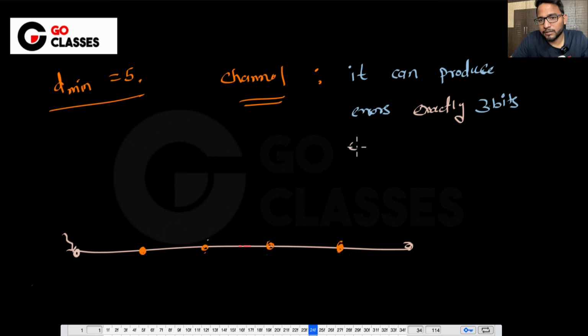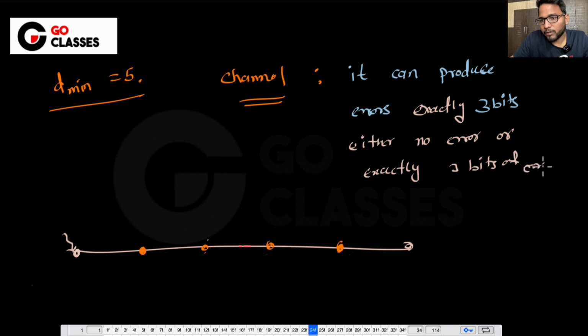So the channel is producing either no error or exactly 3 bits of error. Now tell me, are you confused? If you are sending this, then either you will receive this or 1, 2, 3, or you will receive this, right? You will never ever receive these two, because I'm saying exactly 3 bits of error. If you are sending this, then you will be receiving this.